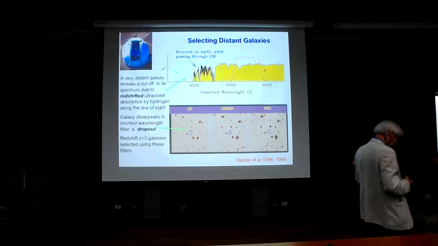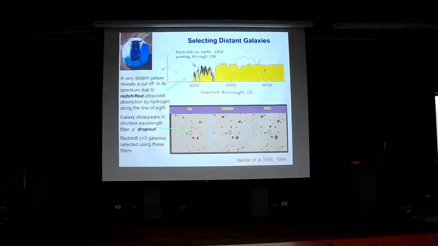So we need a trick, and one of the best tricks that emerged in the 1990s is to use the fact that hydrogen, which is very common in the universe, the most common element, absorbs the light from a galaxy in the ultraviolet. And when this absorption is shifted by the expansion of the universe into the optical, then a distant object, such as this one here, which is seen in a red filter, a green filter, disappears in the ultraviolet. Why does it disappear? Because the expansion of the universe at these great distances is sufficient that this absorption from hydrogen has occulted the light from this object and eliminated its flux in the ultraviolet.